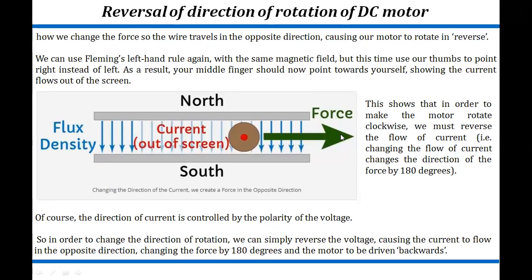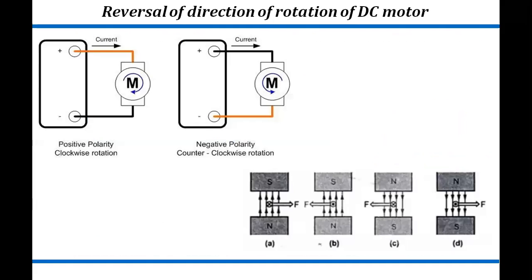So here we can change the direction of rotation of the DC motor only by changing the direction of supplied voltage, which changes the direction of current. Here we can change the polarity of voltage, or we can change the direction of current by changing the polarity of voltage, or we can change the direction of the magnetic field. If it is going in the upward direction, we can make it downward by doing one of these two things, by changing the current or by changing the magnetic field.